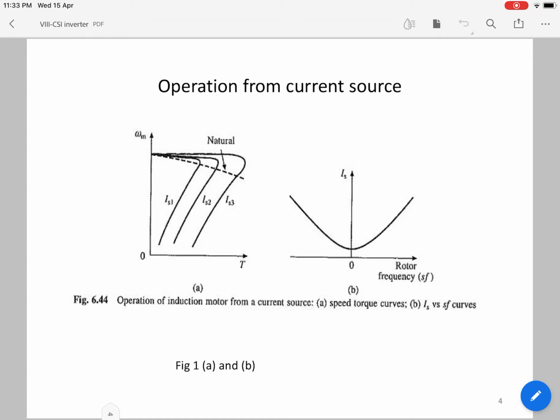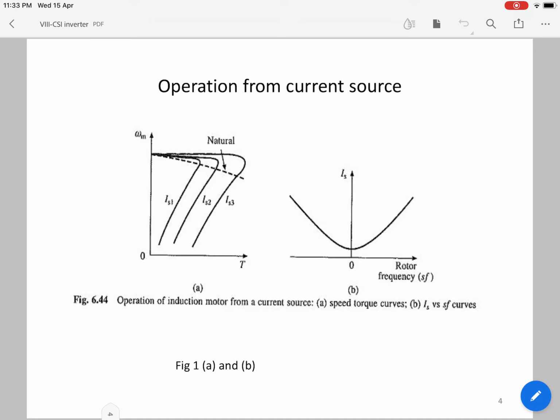When operated from a current source and we plot the torque speed characteristics, the curves obtained are the ones shown in figure 6.44a or figure 1a, and 1b is for the Is versus SF curves. The natural characteristics in the first curve, that is part A, are shown in dotted lines, and the curves for the various values of Is, that is Is1, Is2 and Is3, are shown.